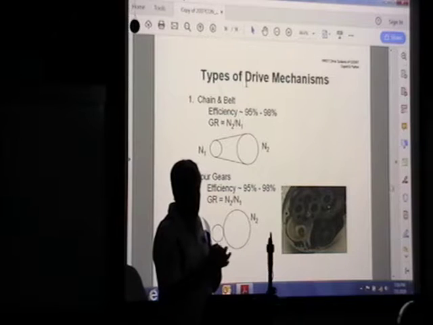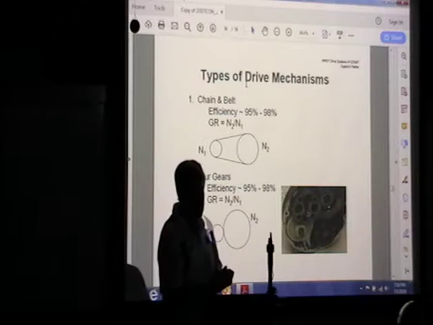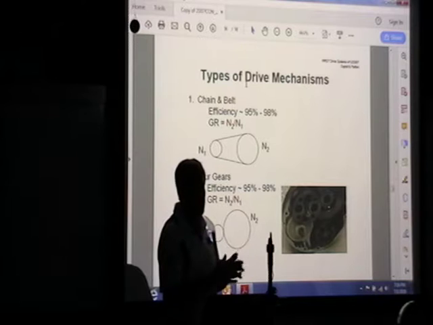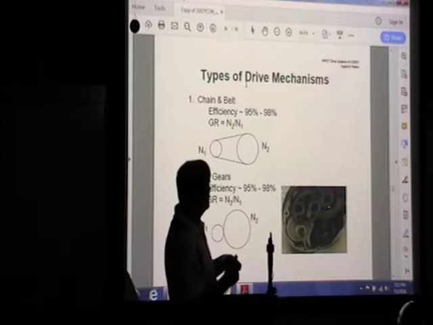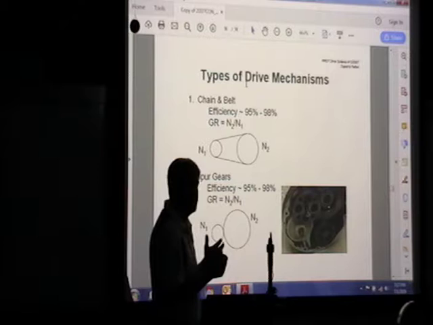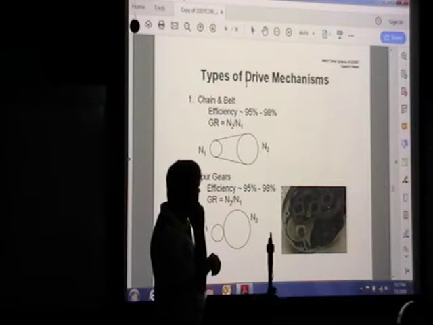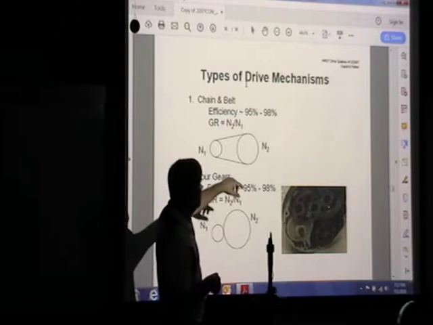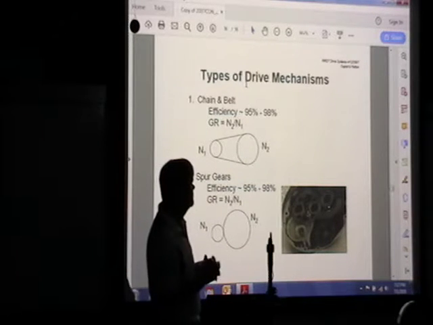Alright, so there's many different ways to get that ratio tuned in so that you have the power band where you want it in your motor. We talked a little bit about efficiency last time. We're going to expand on that a little bit now. The chain and belt system, everybody knows what a chain and belt is, correct? Okay. Your efficiency for that is 95 to 98%, and these are per loop. So if you've got a multi-chain system, you actually multiply out your efficiencies.